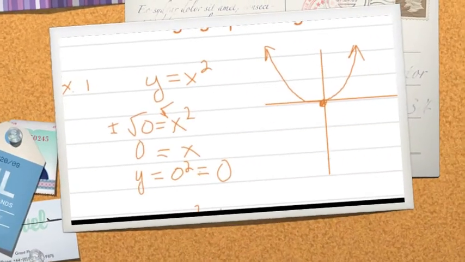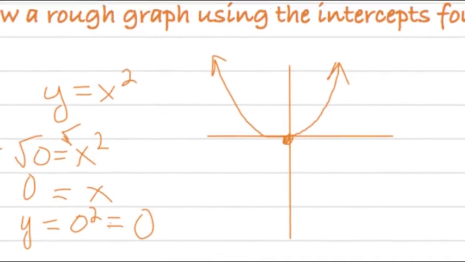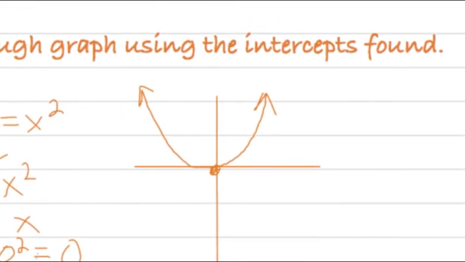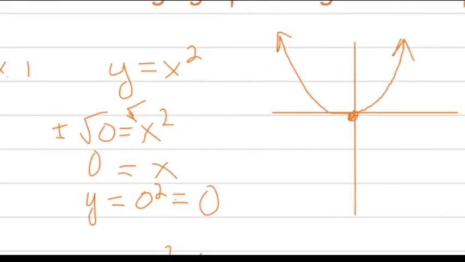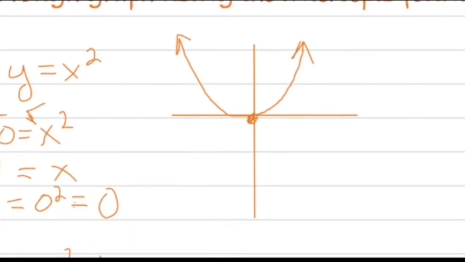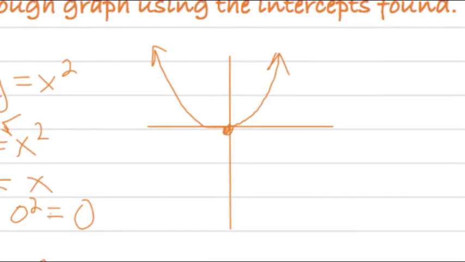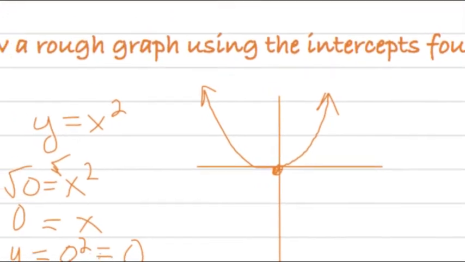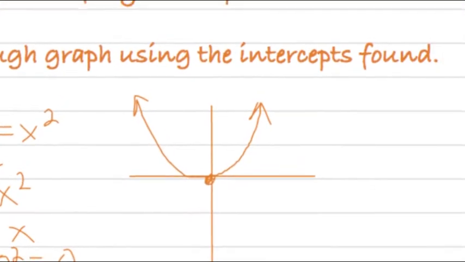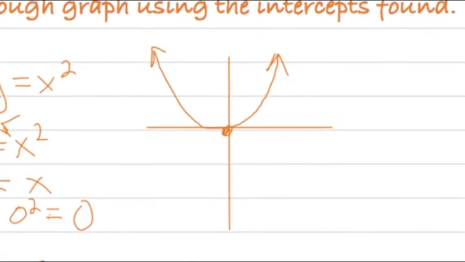Now we do the same for y. So we set x equal to 0 to get your y-intercept. Y is equal to 0 squared, which is equal to 0. So if we look over here to the right, we have a rough graph. Now the x-intercept was 0. The y-intercept was 0. So that means the equation hit x equal to 0 and y equal to 0. So that's the origin. Again, this is a rough drawing. As long as we understand that this is the intercept: x is equal to 0, y is equal to 0.